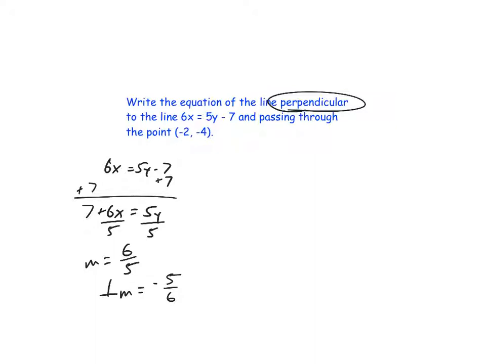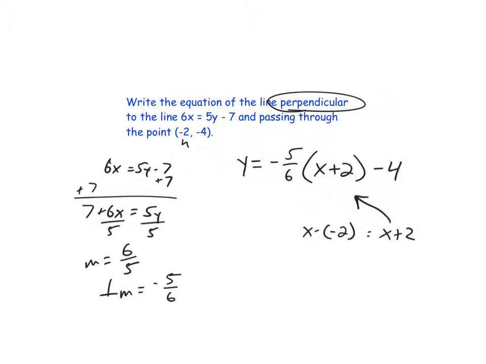Let's write the equation now. We're going to go y equals -5 over 6 times x plus 2, subtract 4. Okay, remember that's my h value, so when I do x subtract -2, it really becomes x plus 2. That's where I get that from in there.